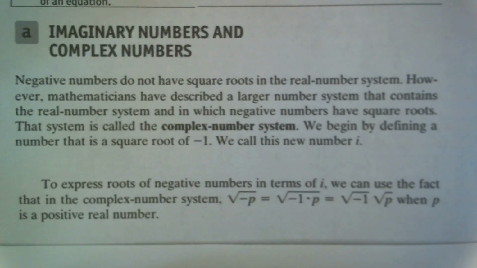And so here's how we do this. To express roots of negative numbers in terms of i, we can use the fact that in the complex number system, the square root of -p is equal to the square root of -1 times p, which is equal to the square root of -1 times the square root of p, where p is a positive real number.